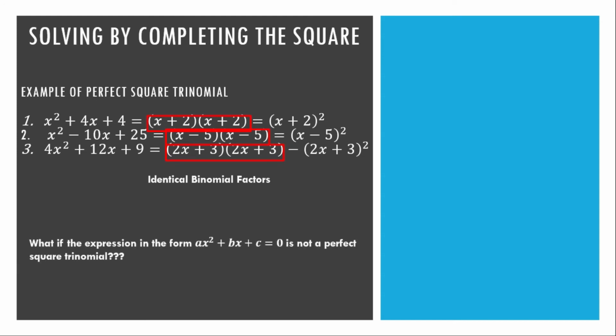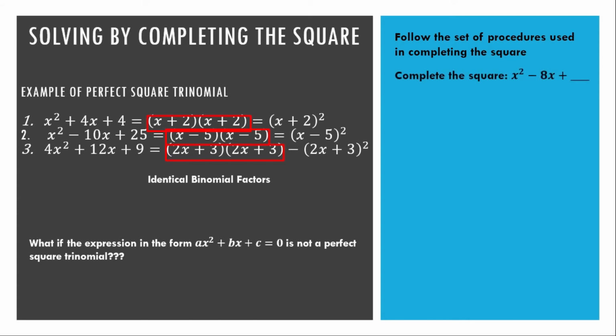So, what if the expression in the form ax squared plus bx plus c is equal to 0 is not a perfect square trinomial? So, anong gagawin natin? So, ganito lang yan. Magset na tayo ng procedure para magamit natin yung completing the square. So, for example, we have x squared minus 8x plus blank. So, alamin natin yung constant term.